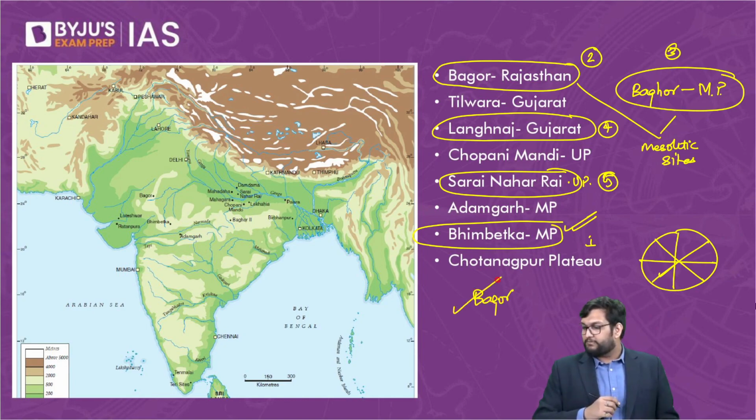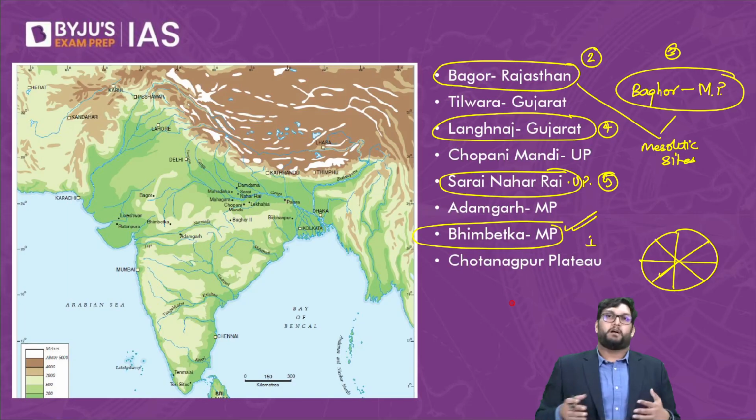How can Bhimbedka be both Paleolithic and Mesolithic? Because it's a progression. A Paleolithic site can become a Mesolithic site. A village can become a town, and a town can become a city. So it's a progression.